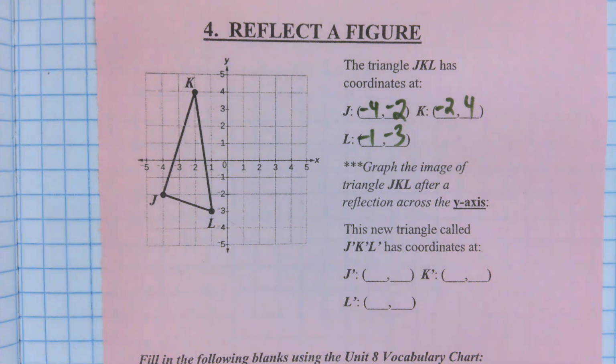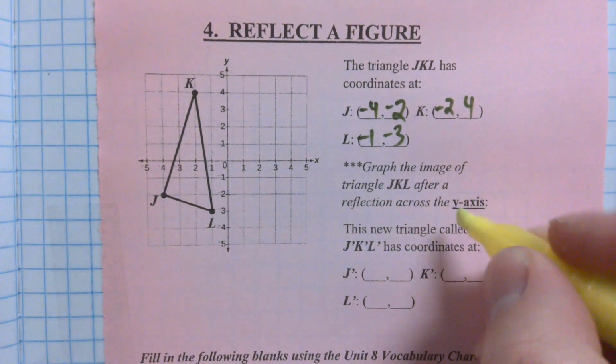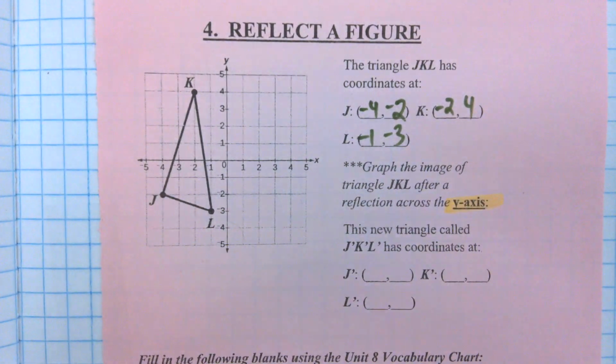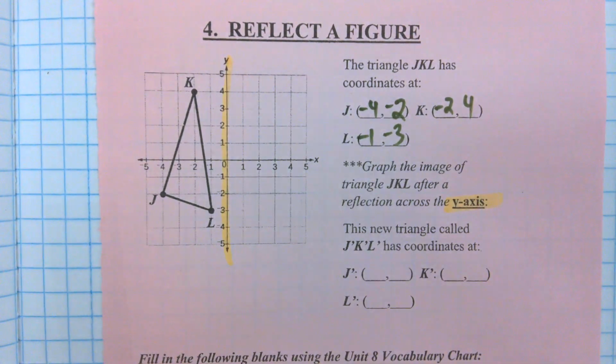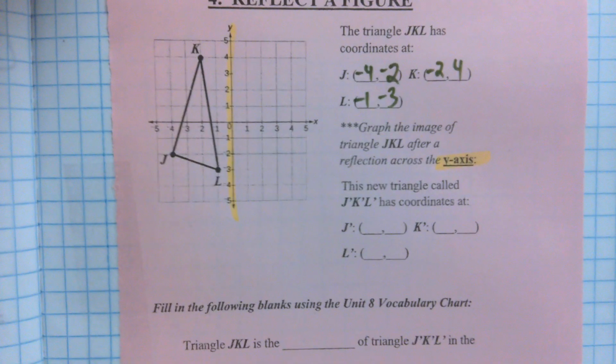So we're going to graph the image of triangle JKL after a reflection across the y-axis. Is that my vertical or my left and right axis here? Y-axis. Is that up and down or left and right? Up and down. So we're going to highlight the y-axis just so we remember. We don't forget. We don't use the wrong axis here.